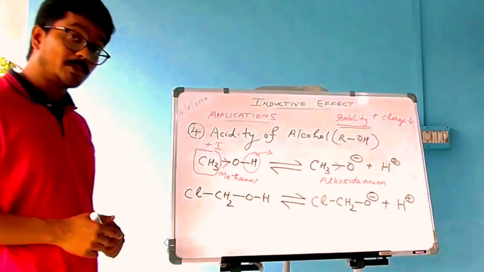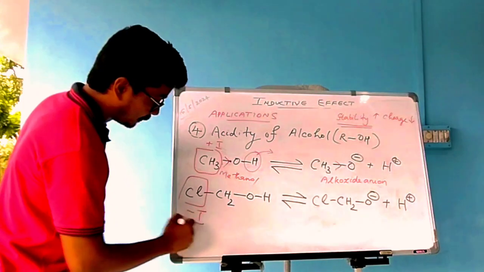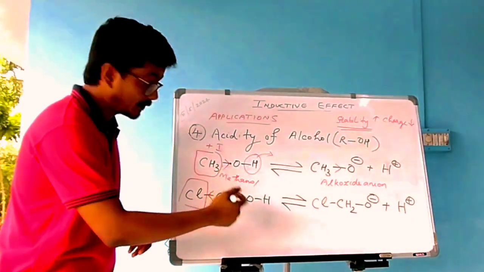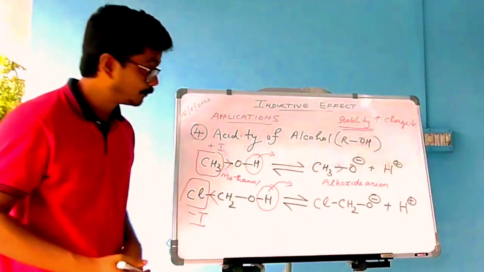Okay, now we move on to the minus I effect. This chlorine atom has a minus I effect. It withdraws electrons from the OH part. As a result, the release of H plus ion becomes very easy.